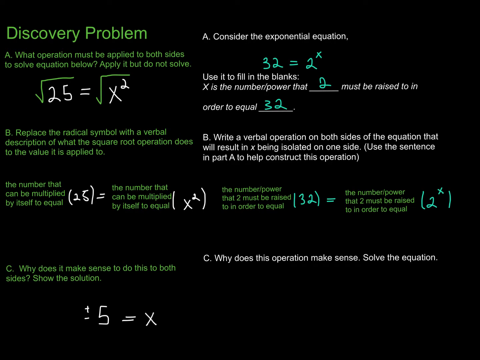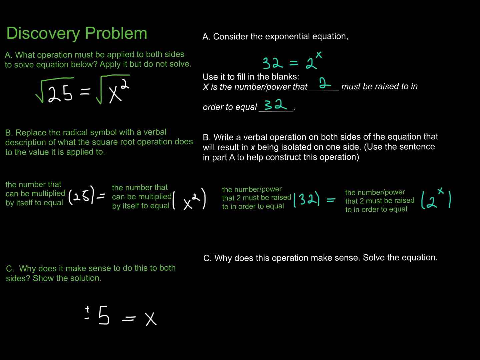Okay, so here's what the operation should say. The operation should find the number slash power that 2 must be raised to in order to equal 2 to the x. Because think about what that is. Well, what's the number that 2 must be raised to if you want it to equal 2 to the x? Very simple, just x. And so we apply that same operation to the left side. And you ask yourself, the number slash power that 2 must be raised to in order to equal 32. And of course, whatever that number is, that's what x is supposed to be.